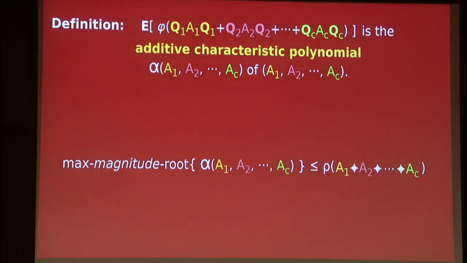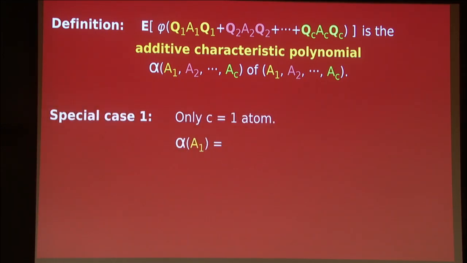Okay, so now we can pause a little bit. For given atoms A1 through AC, this is the additive characteristic polynomial, and we want to study the maximum magnitude of its roots. To warm up for this alpha polynomial, let's do some very special cases. First of all, imagine that there's only one atom, one A. Now we're just taking a balanced edge signing of it and looking at the characteristic polynomial. Well, the characteristic polynomial doesn't change if you conjugate a matrix by a unitary matrix, which a signed diagonal matrix is. So this is just the characteristic polynomial when there's only one atom.